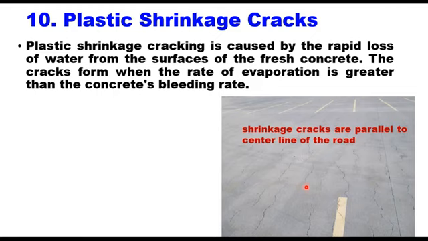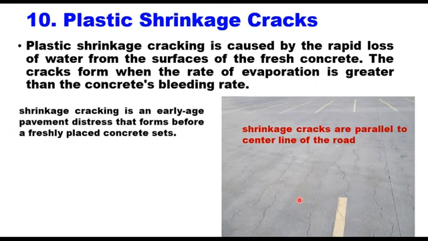Next is plastic shrinkage cracks. Plastic shrinkage cracking is caused by the rapid loss of water from the surface of the fresh concrete. The cracks form when the rate of evaporation is greater than the concrete's bleeding rate, and these are generally parallel to the moving traffic. Shrinkage cracking is an early age pavement distress that forms before the setting of the concrete.